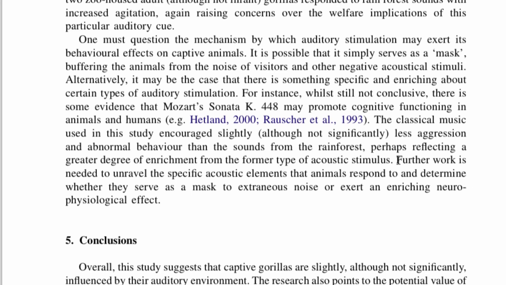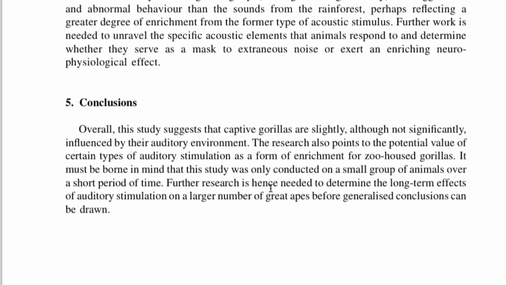And then we get down here to our further work is needed to unravel the specific acoustic elements that animals respond to. Okay, and again in our final paragraph, overall this study suggests that captive gorillas are slightly, though not significantly, influenced by their auditory environment. And there we go, further research is needed to determine the long-term effects. Okay. And that's it. Thanks for watching.